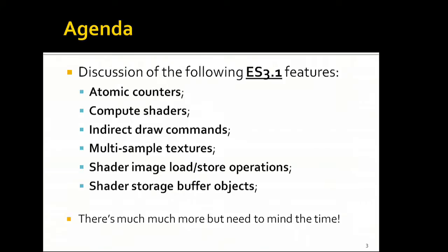So what I would like to talk about today is, there's a heck of a lot of different features that made their way into the standard. Because of the time constraints, I cannot really talk about all of them. But things that I thought would be very interesting for you guys are atomic counters, compute shaders, indirect draw commands, multi-sample textures, for early deferred shading folks, and then shader image load/store operations, and finally shader storage buffer objects. If there is anything specific that you would like to hear a couple of words about during this presentation, please let me know. Is there anything that is not on the list that you would like to hear a couple of words about? I'll take that as a no.